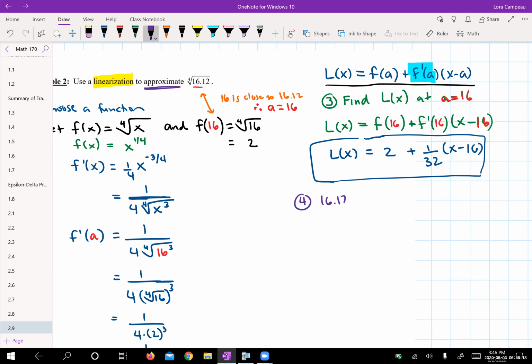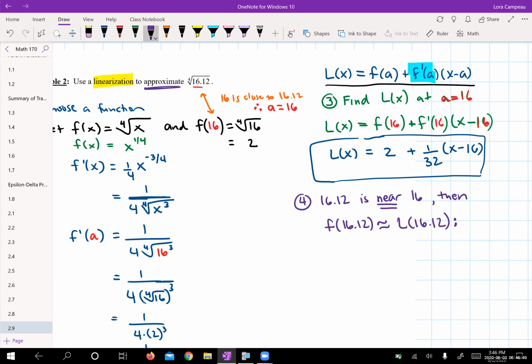So this is kind of my approximation, or why I'm dealing with this. Again, I emphasize the near part. Then we could say, according to the definition, that the function evaluated at 16.12 is approximately equal to the linearization evaluated at 16.12.